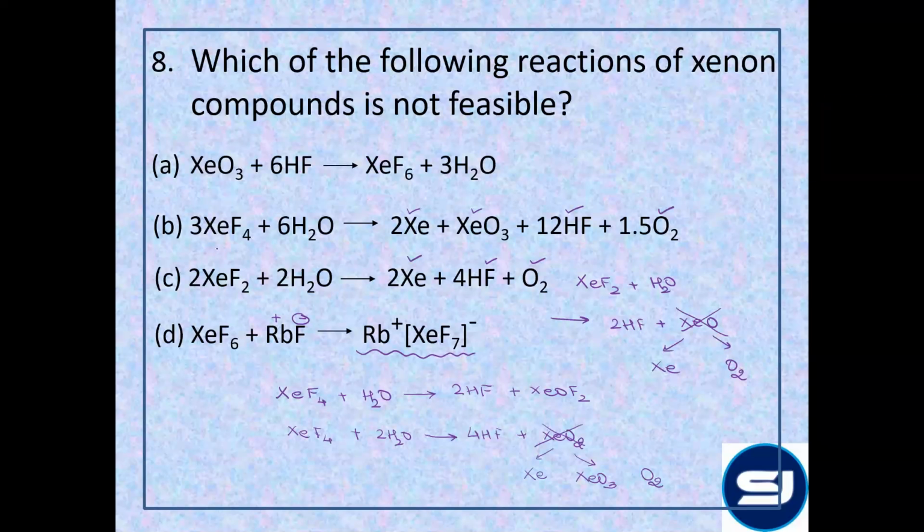ठीक है, तो पहला वाला रिएक्शन जो है XeO3 with 6HF, meaning xenon का ट्राई ऑक्साइड is not decomposed or reaction with HF is not possible. तो जो रिएक्शन आपको नोन है वो फिजिबल है, जो नहीं नोन है वो फिजिबल नहीं होंगे.